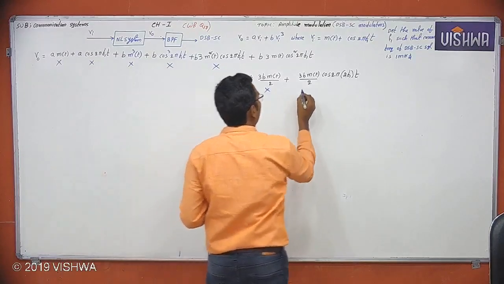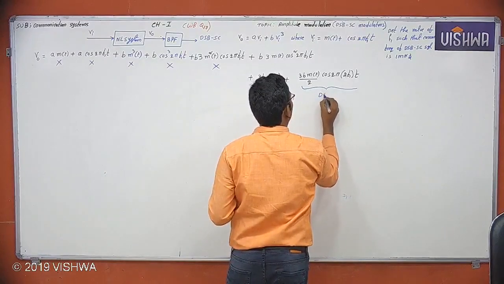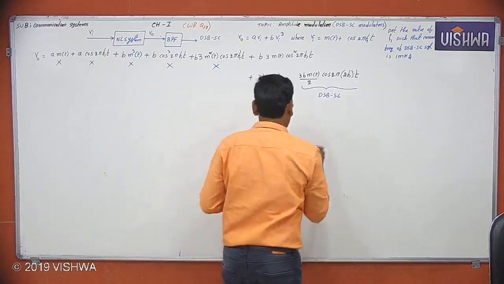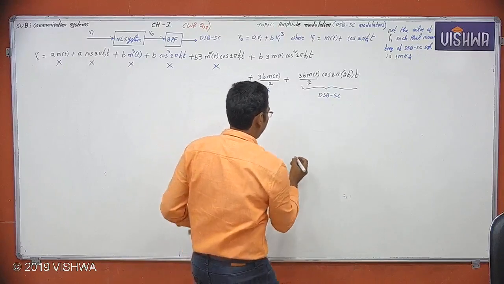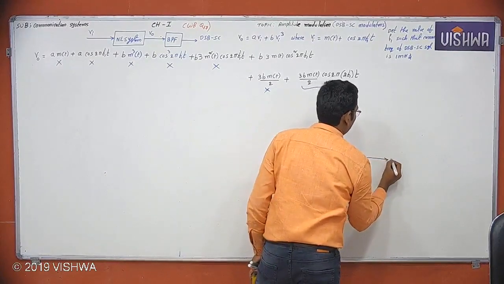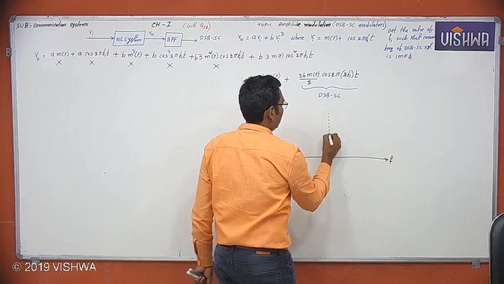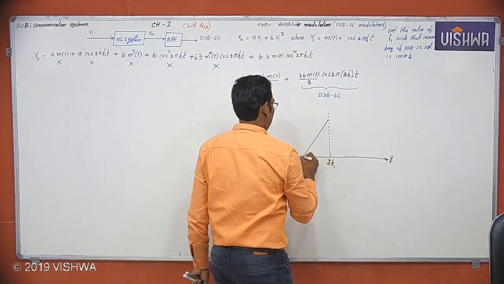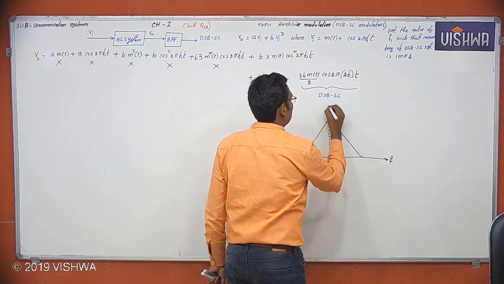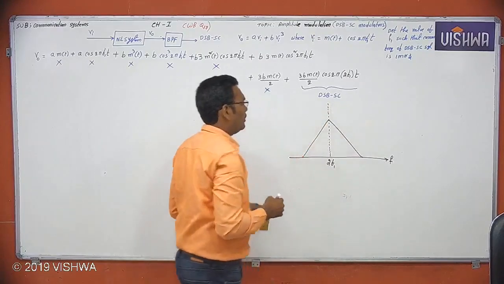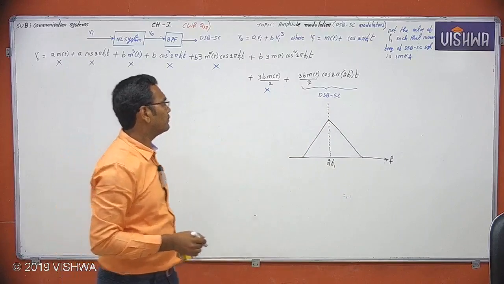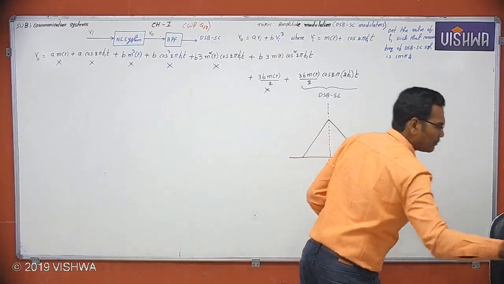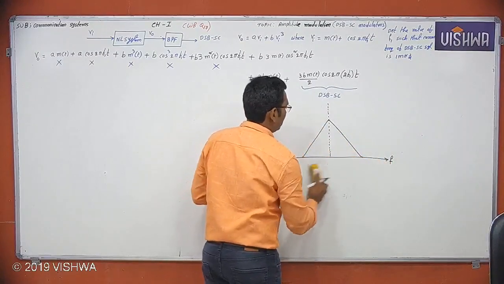Now I want a DSBSC signal. Now this is a DSBSC signal. See here, this is the DSBSC signal: message multiplied with carrier, am I not? Now if you draw the spectrum of this, this is 2f1. This is the DSBSC signal, right? Now this is the DSBSC signal of center frequency 2f1.